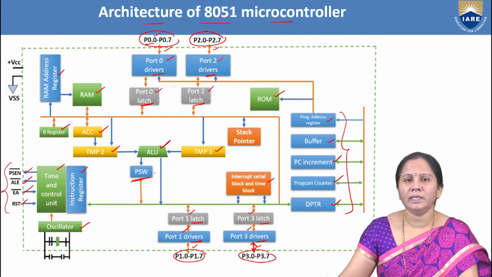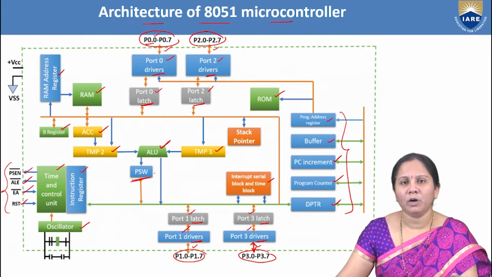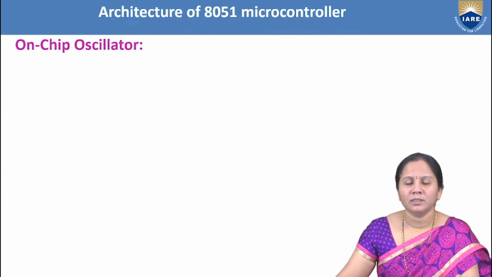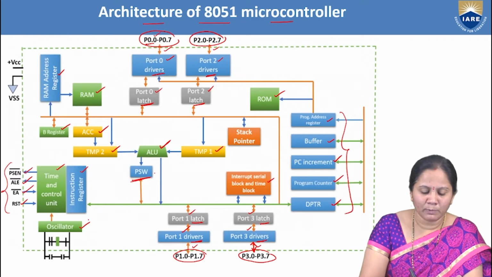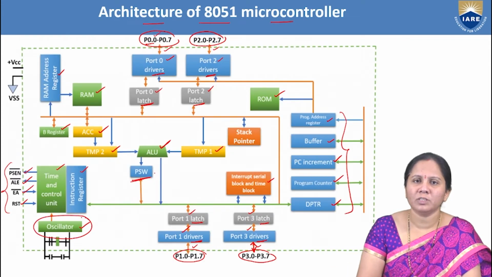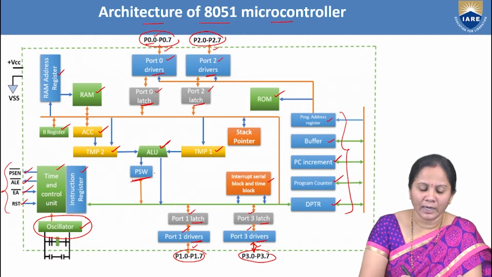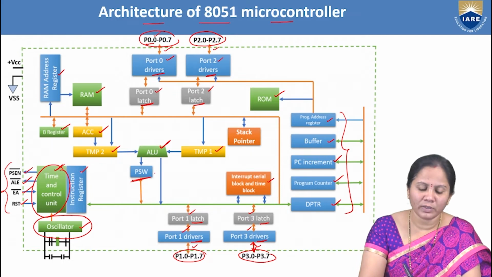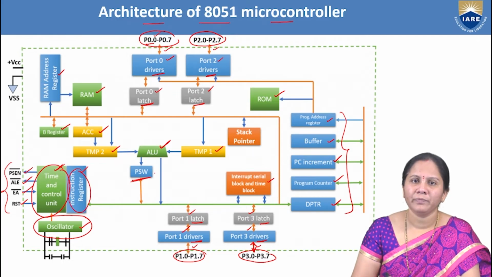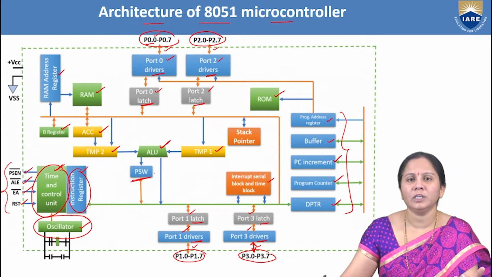Now we will discuss in detail each block in the 8051 microcontroller architecture. If we see the architecture, the first block is the oscillator, so we will discuss this oscillator circuit first. The next block is the timing and control unit. We will discuss this unit and all the control signals connected to this block. Next we will go to the instruction register. Like that, we will discuss each block in detail.